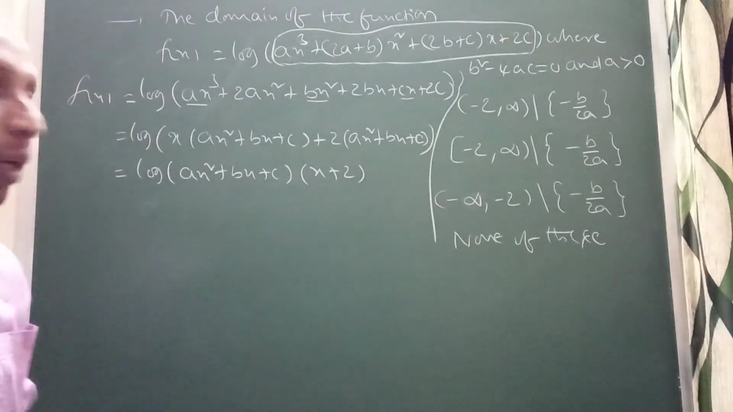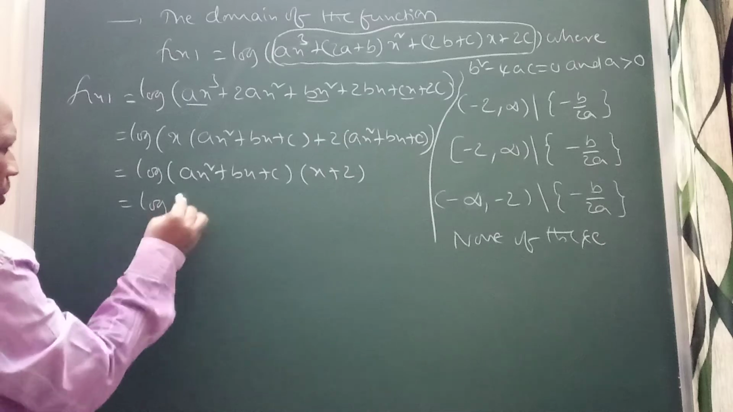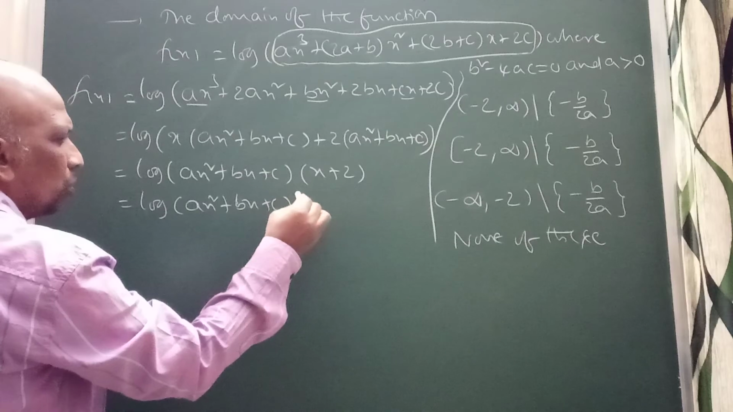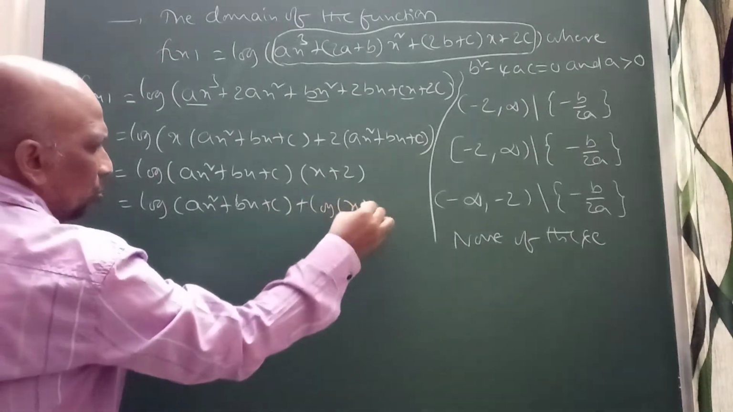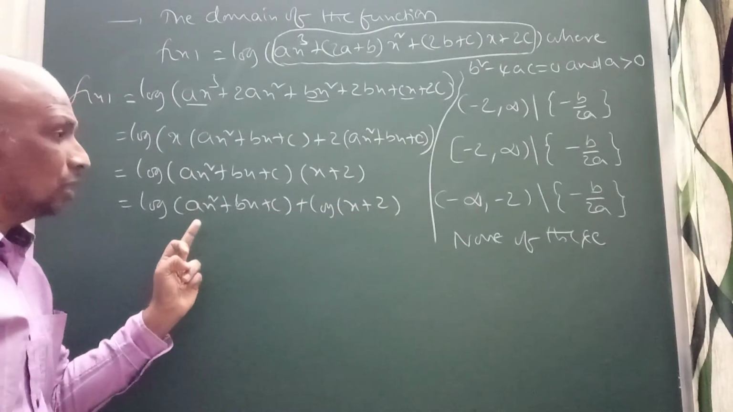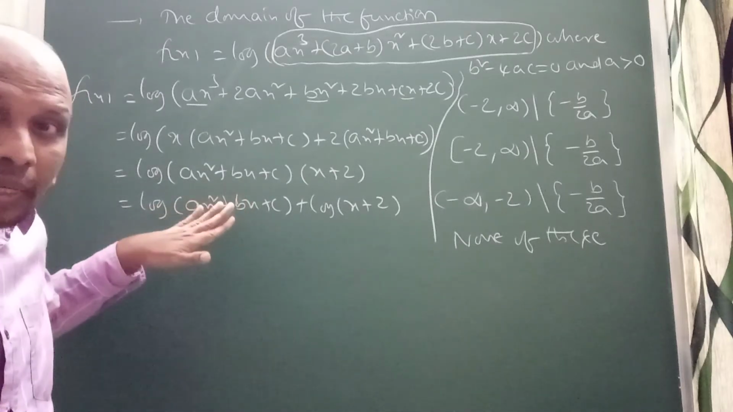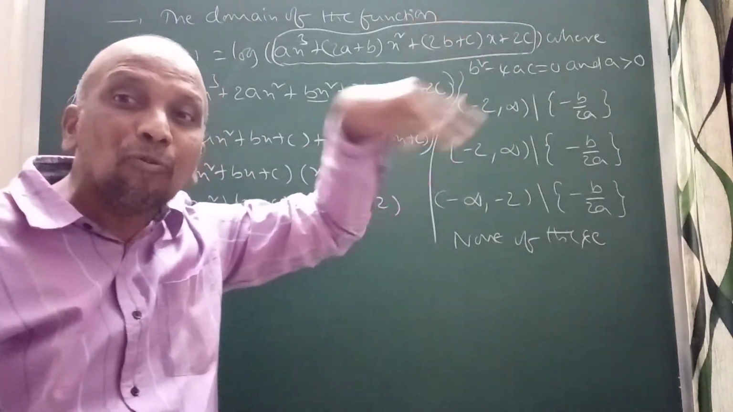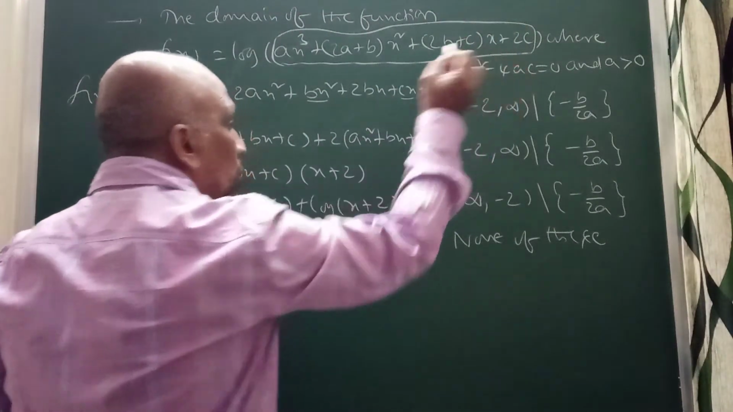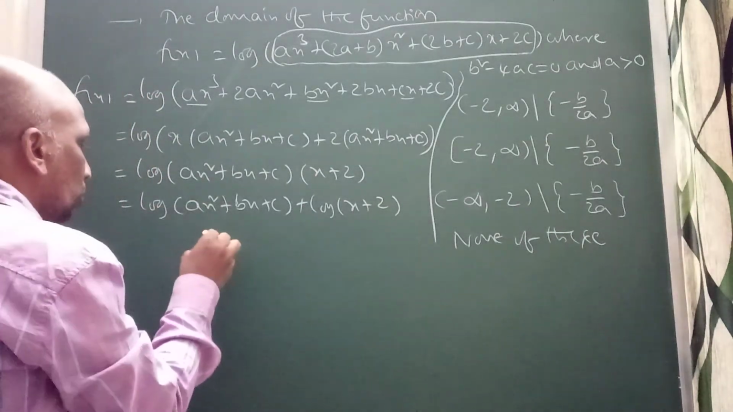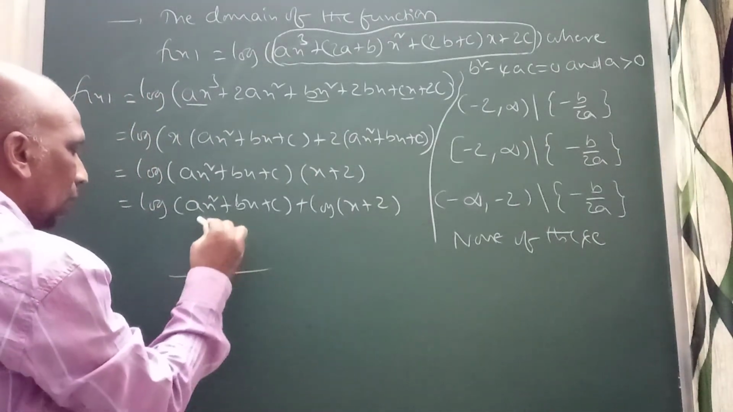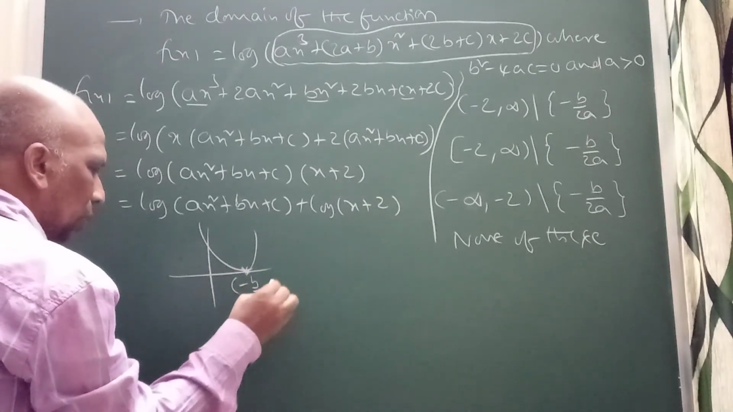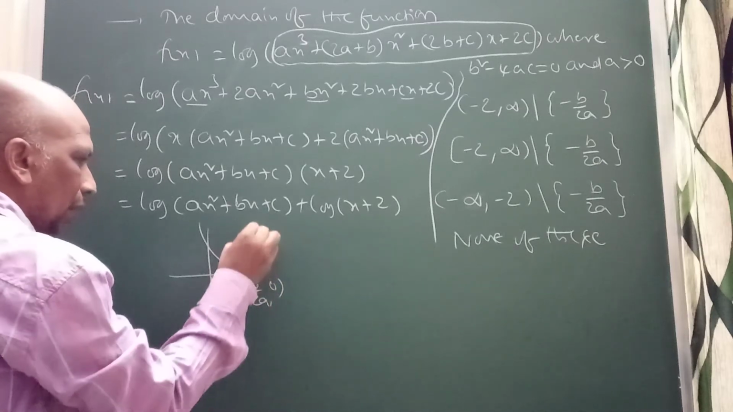Log mn is log m plus log n. I can write log of ax square plus bx plus c plus log of x plus 2. But they are given for this equation, this value should be positive, right? ax square plus bx plus c should be positive. When the given discriminant equal to 0 and a greater than 0, it is an upward parabola. When the discriminant equal to 0, the roots are equal. So the quadratic equation, you make it like this, right? So the root is here, this is the value, no? Minus b by 2a comma 0, right? This is the point.